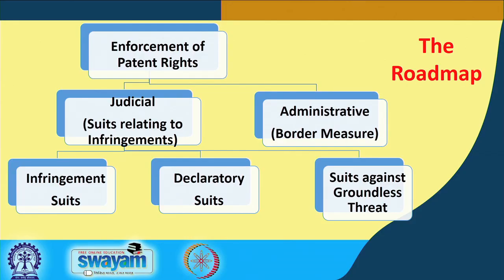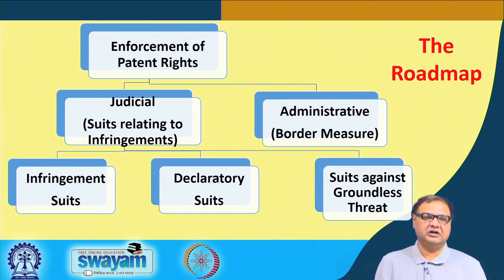Now, to be very precise, enforcement of patent right can be enforced in two different ways. First of all, it can be enforced by the court, which we will call the judicial enforcement of patent, and then it can also be enforced through administrative measures.